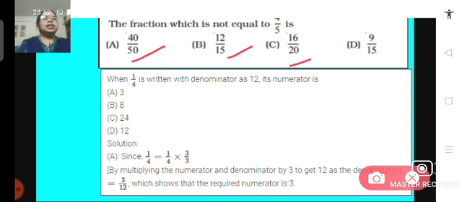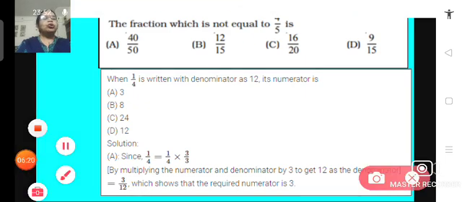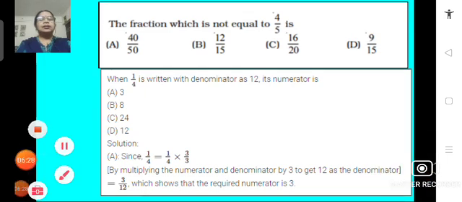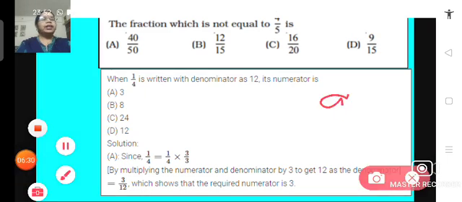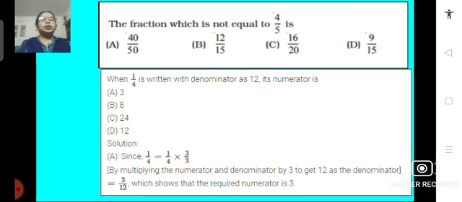Now option D is the correct answer. This is not equal to 4 upon 5. This fraction when divided by 3, that means when the numerator and the denominator are both divided by 3, what do we get? We get 3 upon 5. So D is the correct option for this question. The fraction which is not equal to 4 upon 5 is D, 9 upon 15.